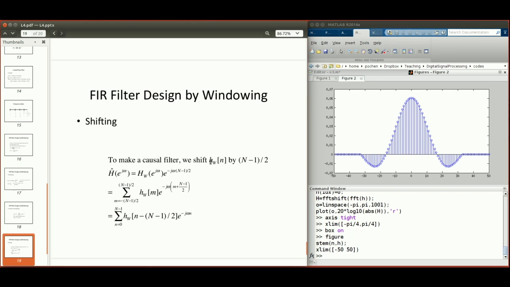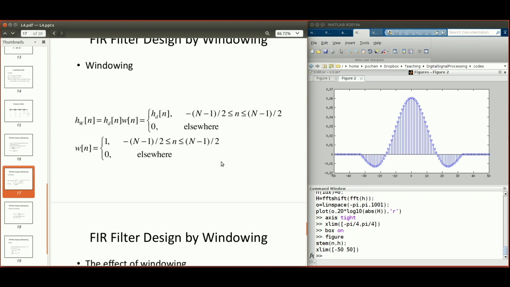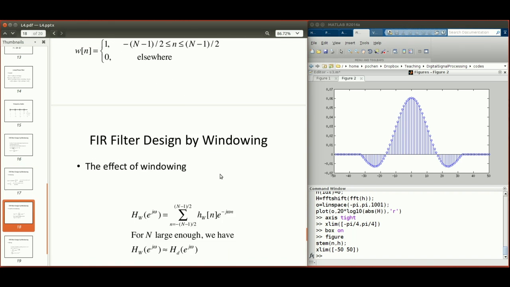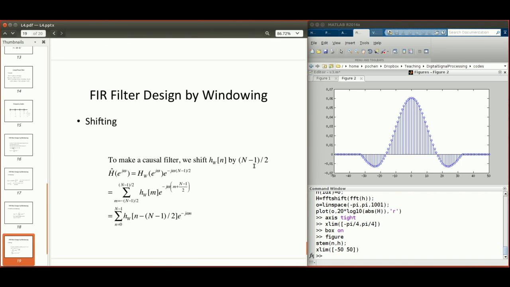So what we're going to do is shift hw, this windowed time domain impulse response, by these many points, right? Because small hw is actually symmetric, right? It's non-zero from this number to this number, right? The window is actually symmetric. So if you shift it by this many points to the right, then you have 0 amplitudes on the negative time axis, right? So by doing this shift, you are making a causal filter, right?